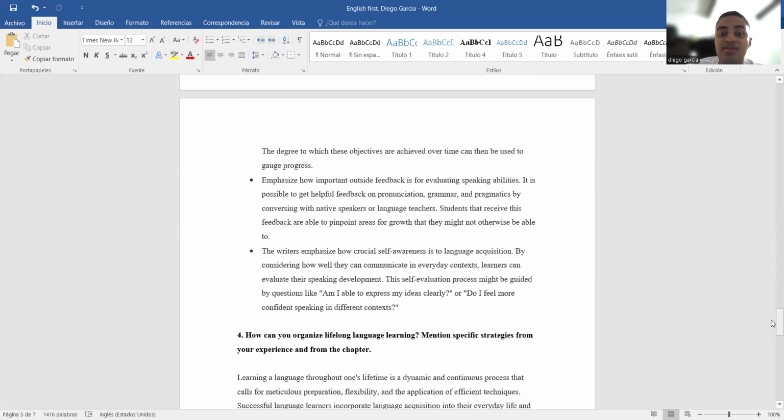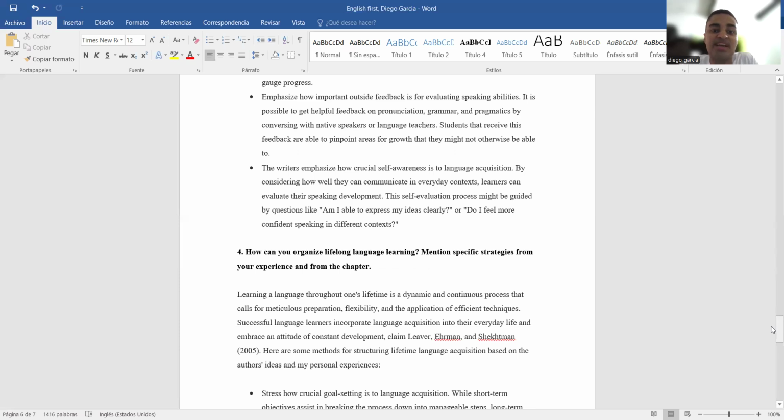They also emphasize how important outside feedback is for evaluating speaking abilities. It is possible to get helpful feedback on pronunciation, grammar, and pragmatics by conversing with native speakers or language teachers. Students that receive this feedback are able to point out areas for growth that they might not otherwise be able to. And finally, the writer emphasized how crucial self-awareness is to language acquisition. By considering how well they can communicate in every context, learners can evaluate their speaking development.